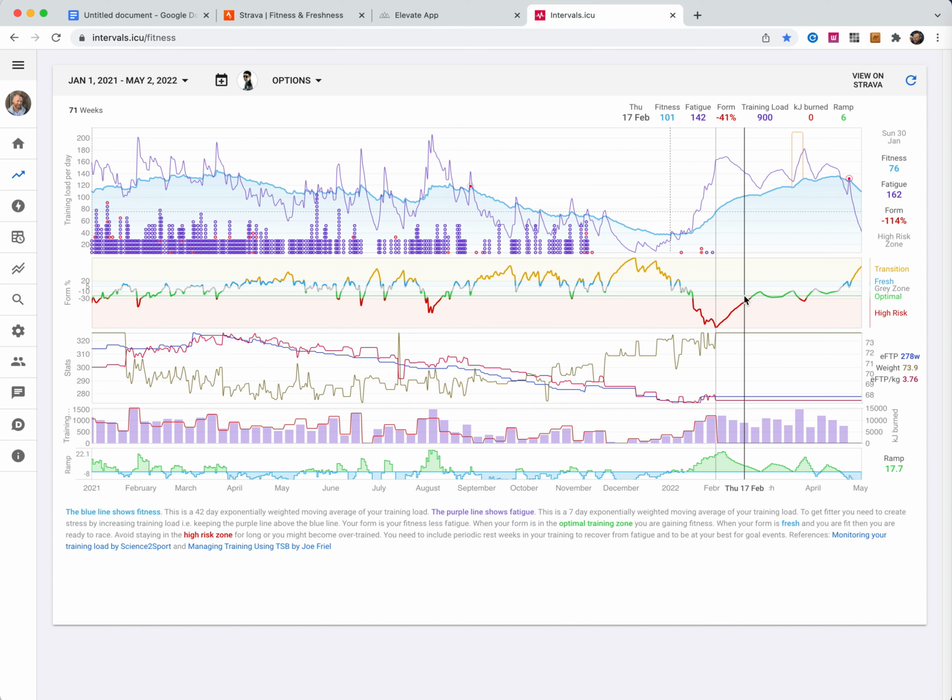But yeah, you kind of want to keep your fatigue level compared to your fitness level with about this much spread between the two lines, and kind of stay within this optimal area to get as strong as possible, as fast as possible, without injury.